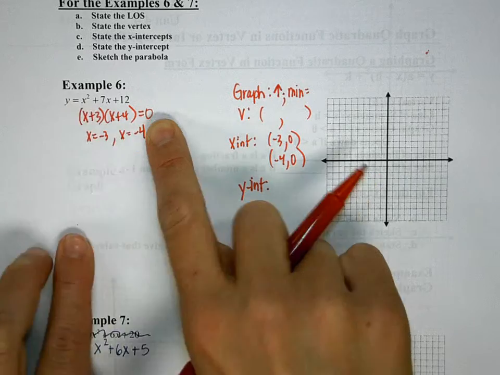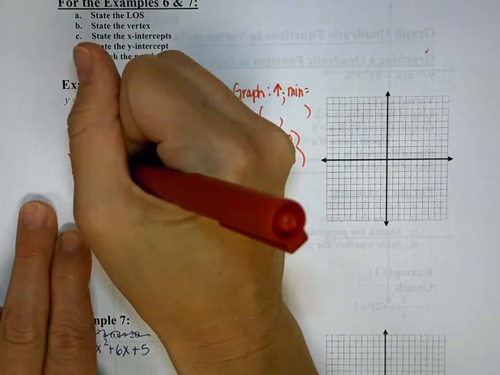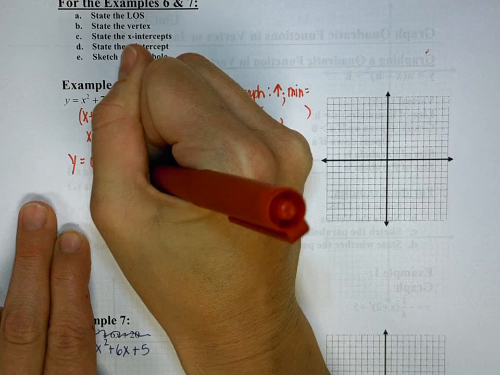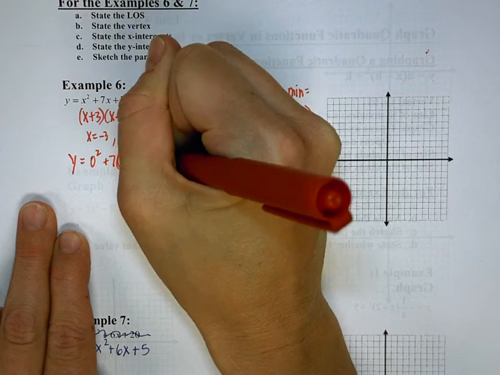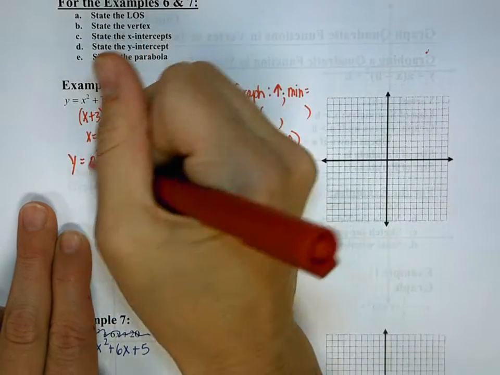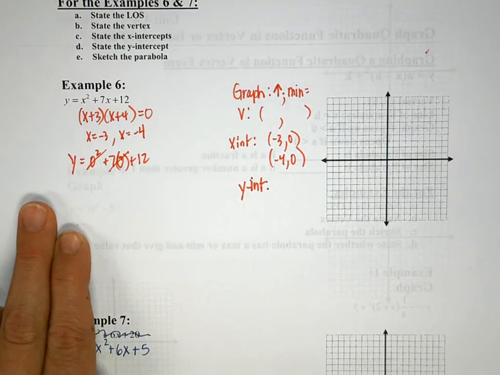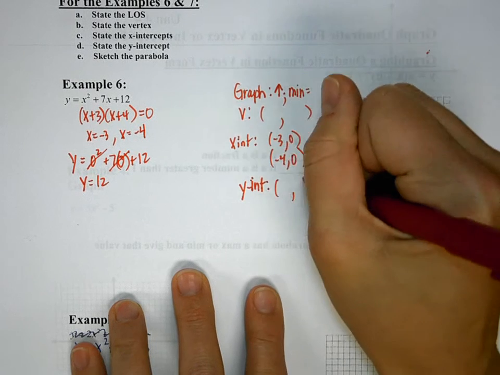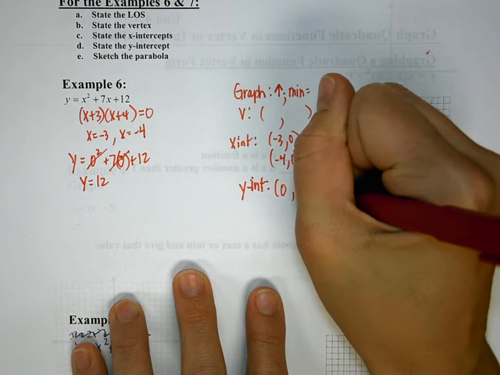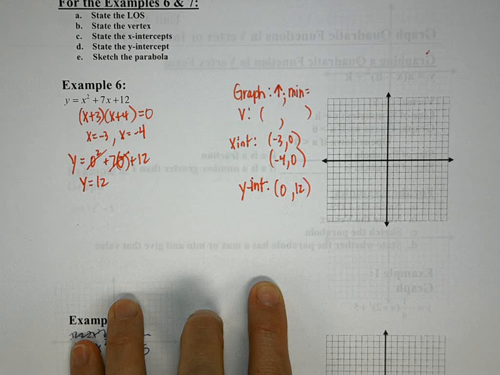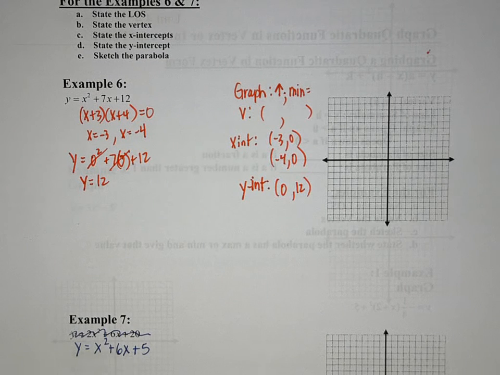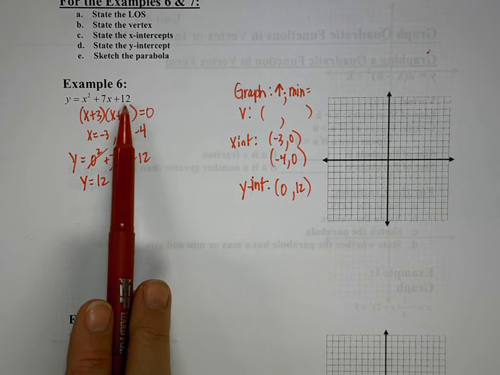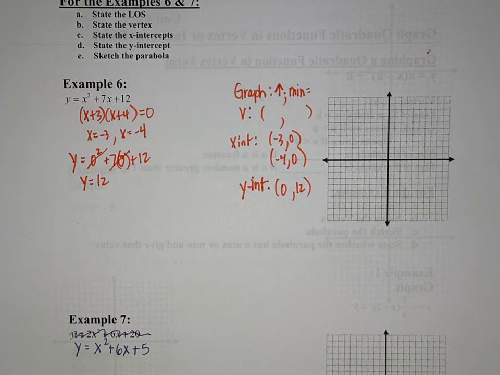If I plug in 0 for x, I'm going to get y equals 0 squared plus 7 times 0 plus 12. Well, all of those are 0, right? And 0 plus 12 is 12. So what is my y-intercept going to be? 0, 12 is correct. 0 for your x, 12 for your y. Okay, so basically, your y-intercept is always the value that doesn't have an x with it, which is usually the number at the end.